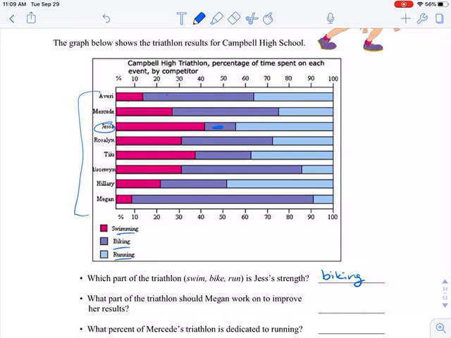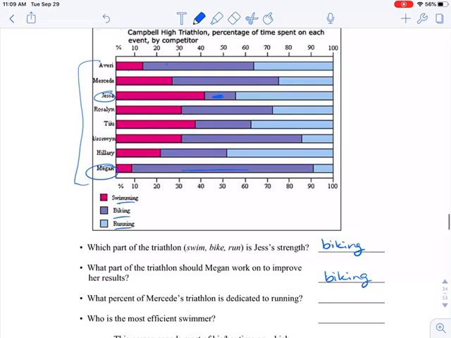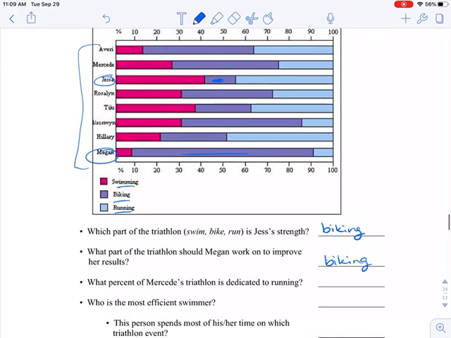What part of the triathlon should Megan work on to improve her results? Well, this is Megan. She spent a huge amount of time on biking, so she needs to work on her biking. But she could have had a flat tire. She could have had a crash, so maybe that's why she spent so much time. What about Mercedes? Triathlon is dedicated to running? So Mercedes running is the light blue. So this percentage, well, if we count back from 100, that's 10, 20, like 25% of her time she spent on running.